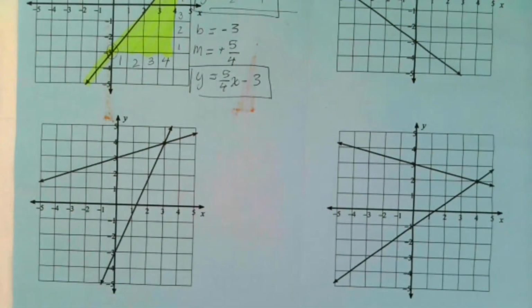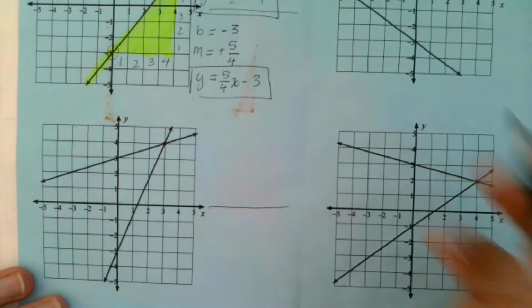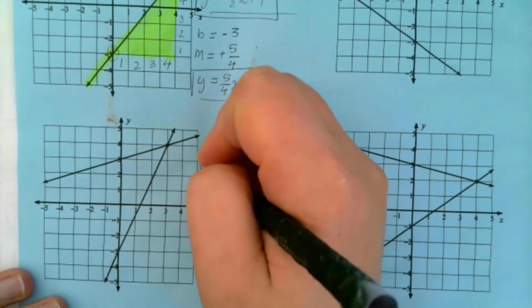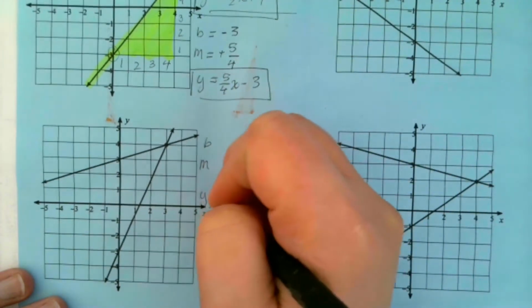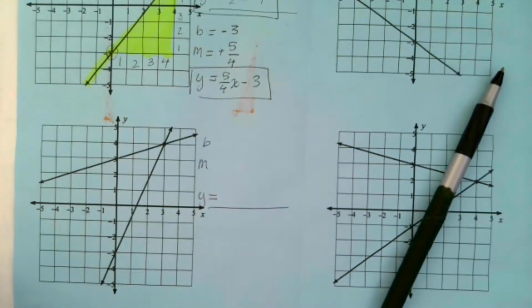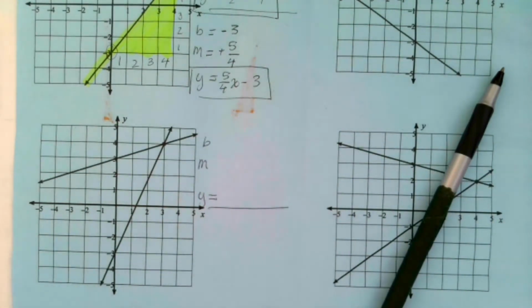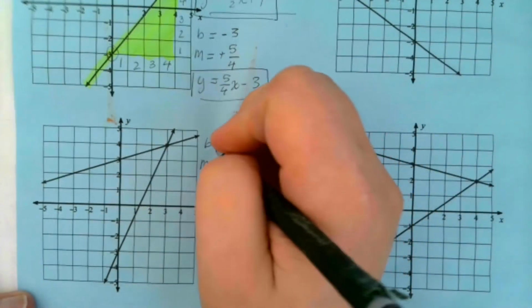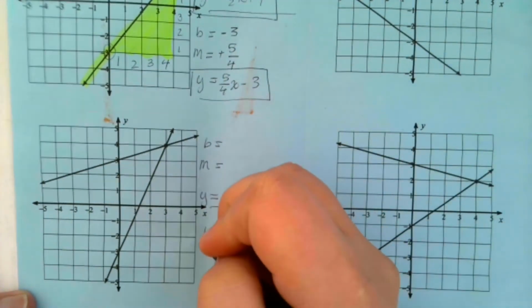Now we're just going to knock out these last few problems. Make sure we have an example for each one. So again, I need my y-intercept, my slope, and then my equation. Go ahead and fill in what you can do. I'm going to give you a minute to try.